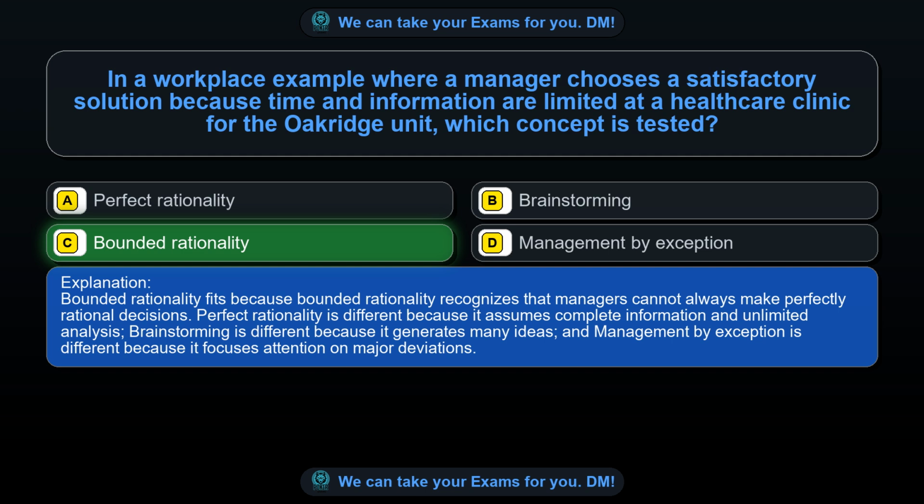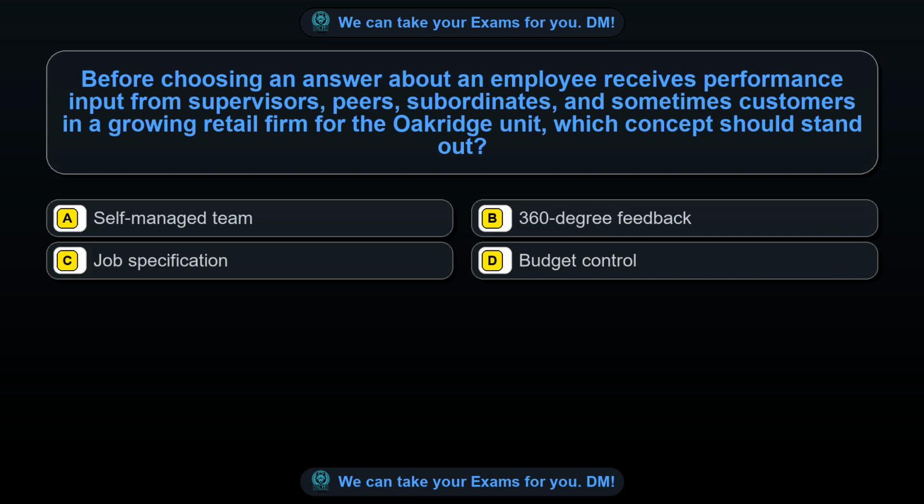deviations. Question 10. Before choosing an answer about an employee who receives performance input from supervisors, peers, subordinates, and sometimes customers in a growing retail firm for the Oak Ridge unit, which concept should stand out? Option A, self-managed team. Option B, 360-degree feedback. Option C, job specification. Option D, budget control. The correct answer is option B, 360-degree feedback.